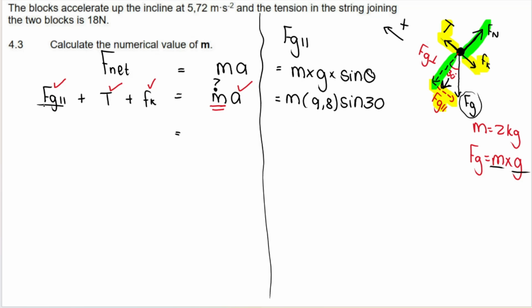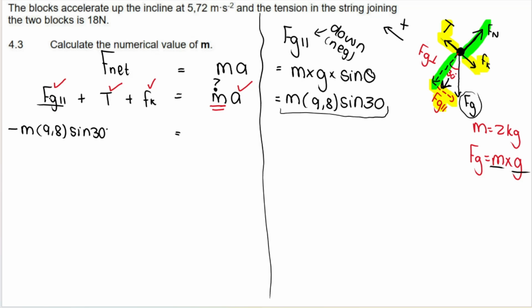So FG parallel, that is my FG parallel. And I know that there's an M in there, and we can't work out what this is yet, but it's okay. We're going to substitute that into our equation. But which way is FG parallel going? It's going down the slope, so it must be substituted in as a negative. So it's going to be negative M 9.8 sine 30. Great. So we've done one of them.